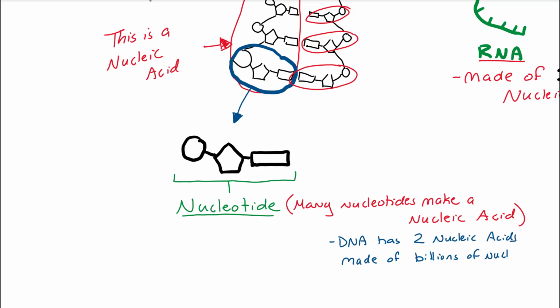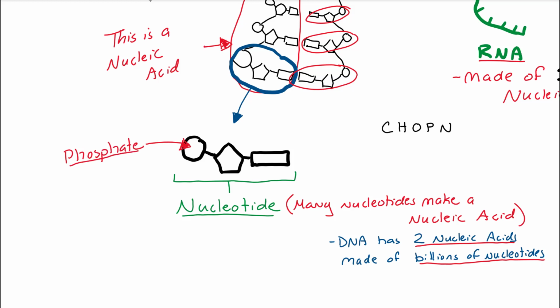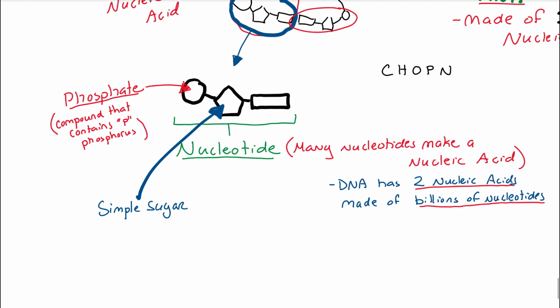You notice a little circle, the geometric ring, and the rectangle. This little circle you've seen before. You've seen this in a molecule of phospholipids. This circle is the phosphate. And it's also the phosphate in phospholipids. Phosphate is just anything that contains the element phosphorus. It's a compound. The geometric ring, you know, is a simple sugar.